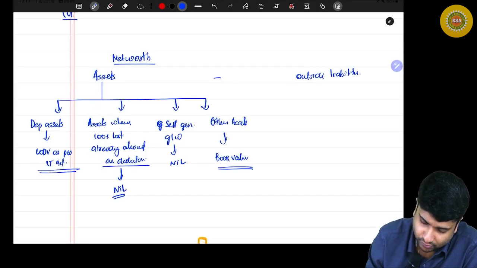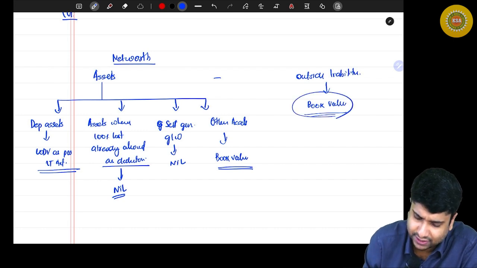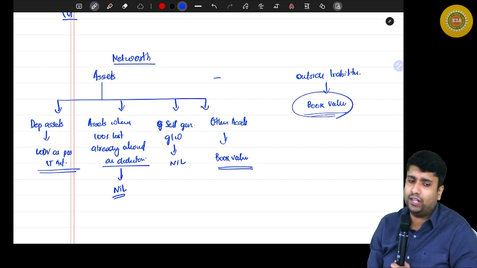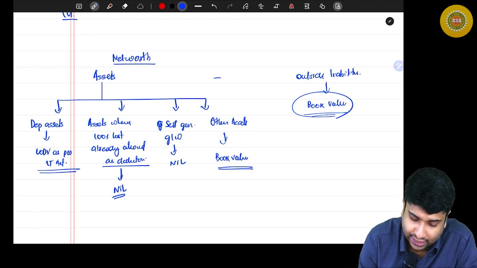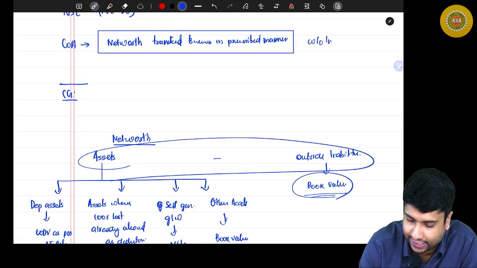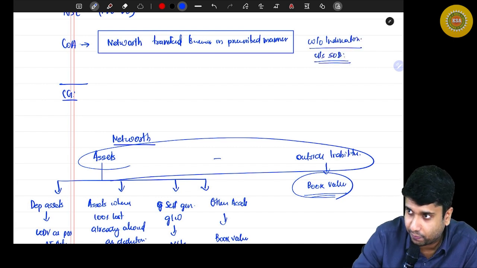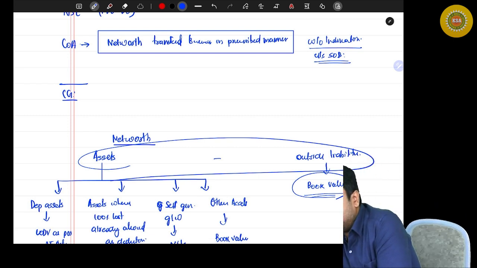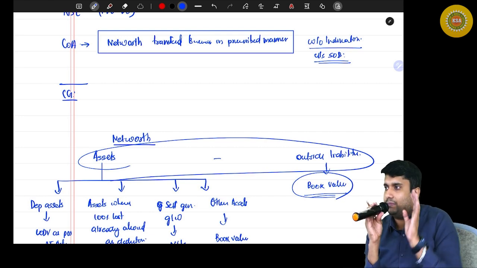Now listen. In relation to the outside liability, always take the book value. Purchased goodwill, you consider it as the other asset and take the book value. So for outside liability, you take the book value. Then this net will be your net worth without indexation. You cannot claim the benefit of indexation while computing slump sale under Section 50B. Are you with me? You cannot claim the benefit of indexation while computing the slump sale because it is not subject to any indexation.